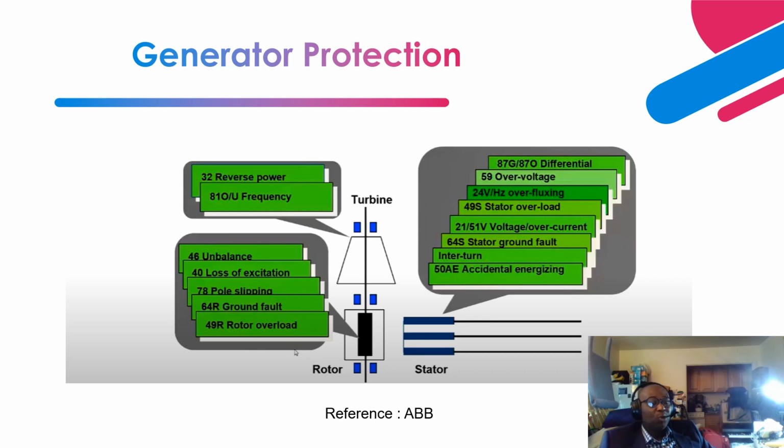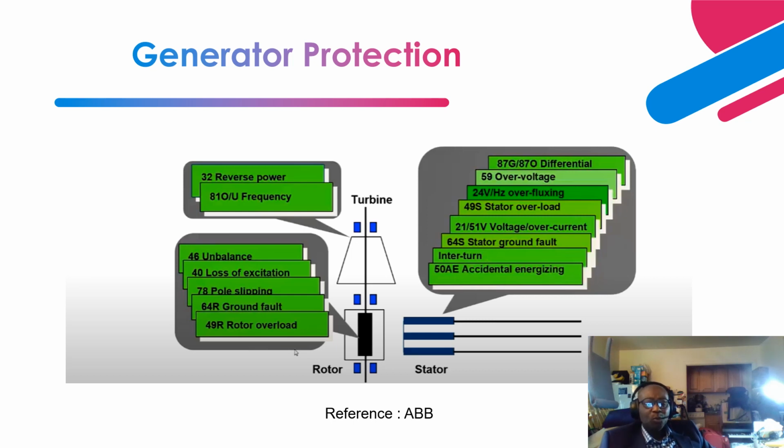So negative sequence unbalance applies to the generator, right? The loss of excitation applies to the winding, the rotor winding. Then pole slipping also applies to the rotor winding. Then rotor ground fault applies to the rotor. Then thermal overload on the rotor applies to the rotor.